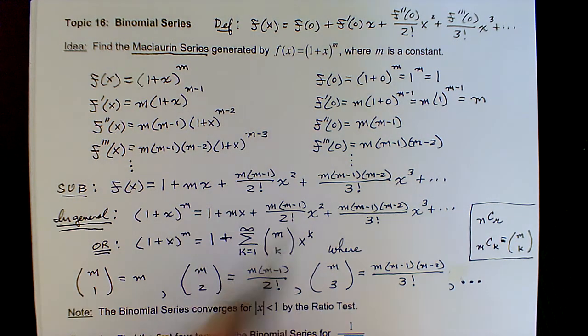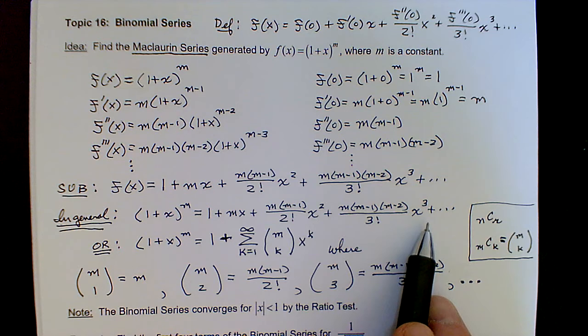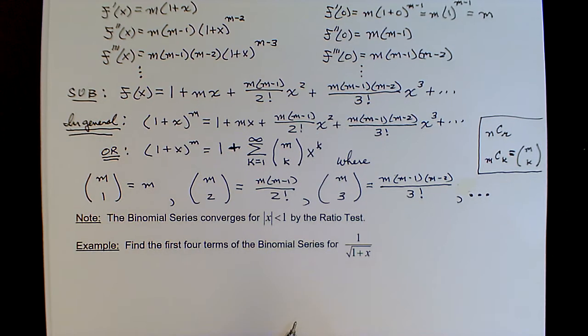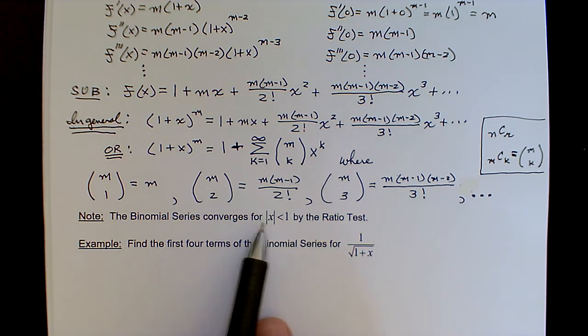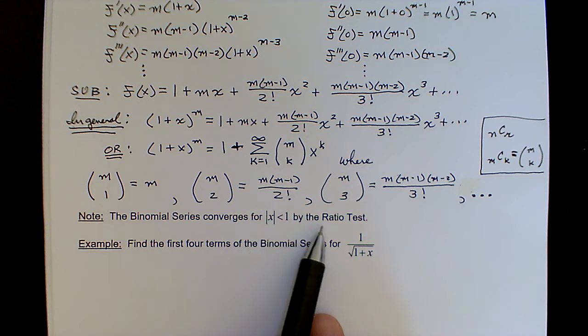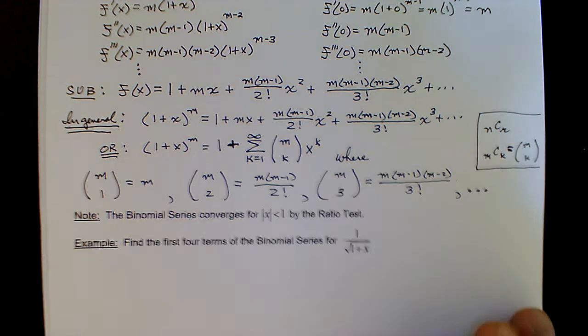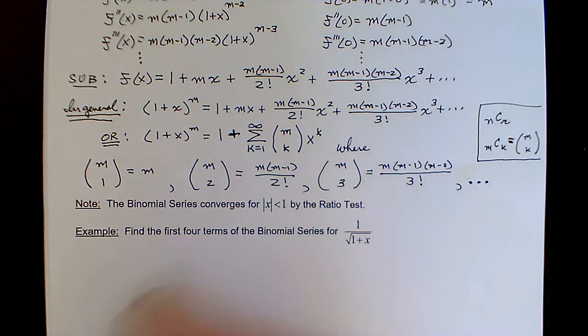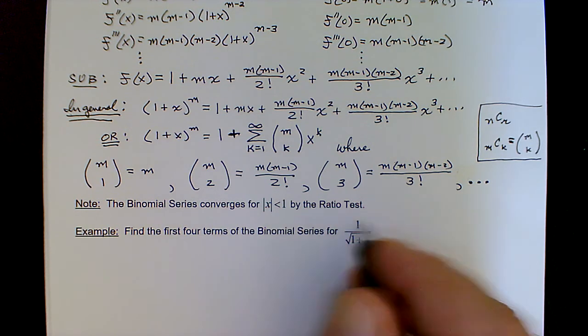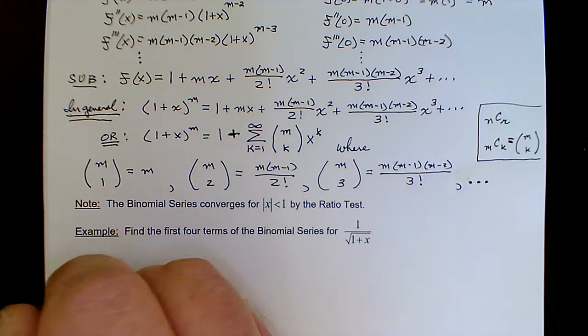general expansion that we had proven. So the example, it works for values of x where the absolute value of x is less than 1. And that can be shown by the ratio test, but we're not going to take time to show that. But here it says find the first 4 terms of this expression. This is a binomial expression.